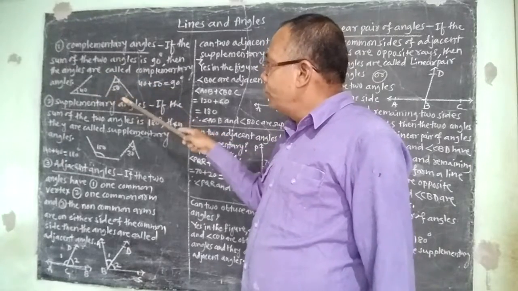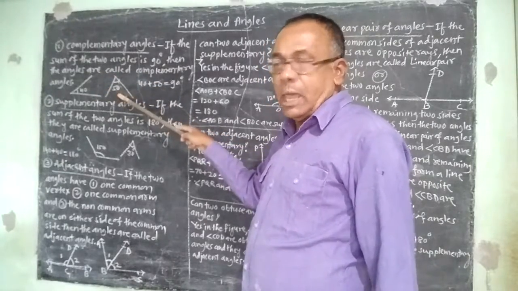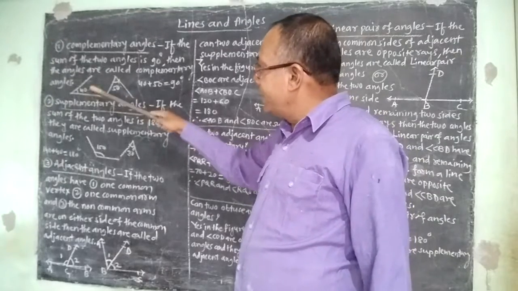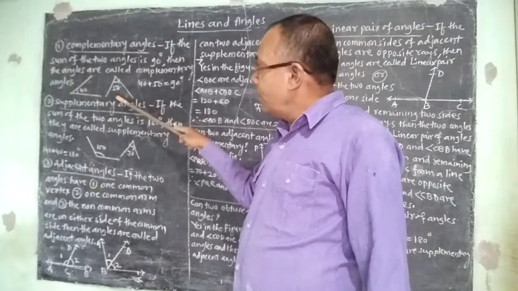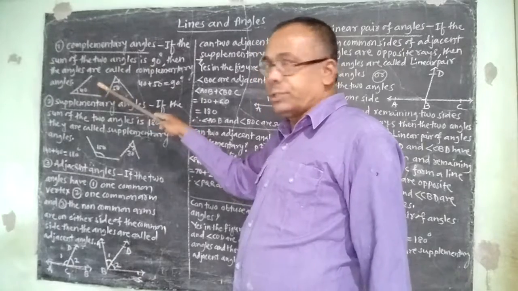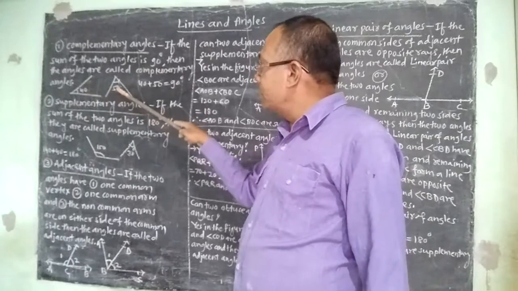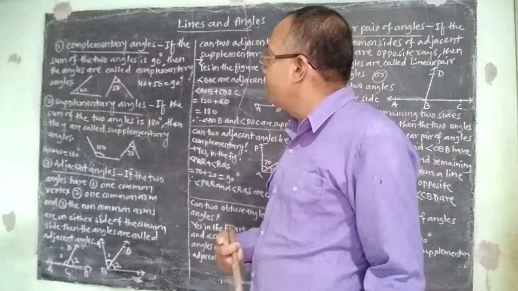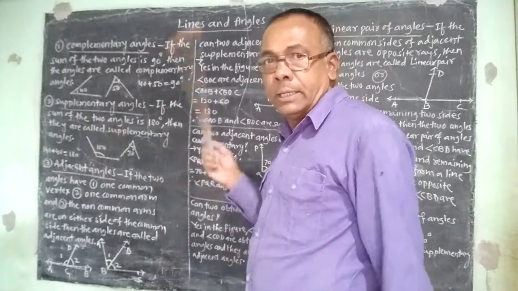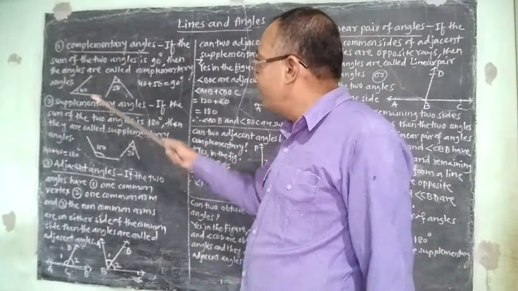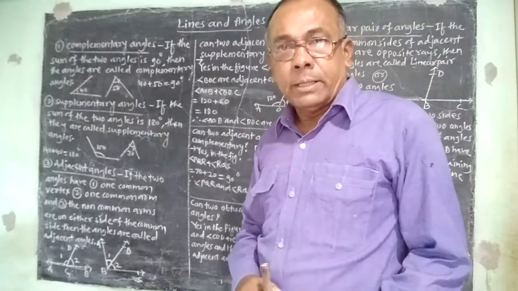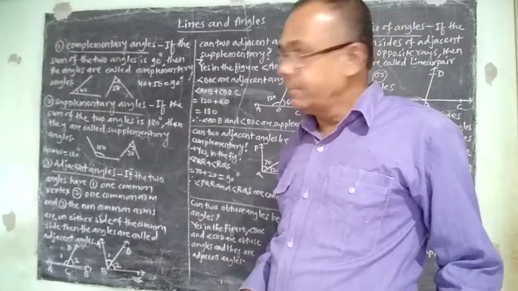In the figure, two angles are shown having measures 40 degrees as well as 50 degrees. Now if we add these two measures, 40 plus 50, we will get 90, and according to our definition of the complementary angles, the sum is 90 degrees, and therefore these two angles having measures 40 and 50 are complementary angles.